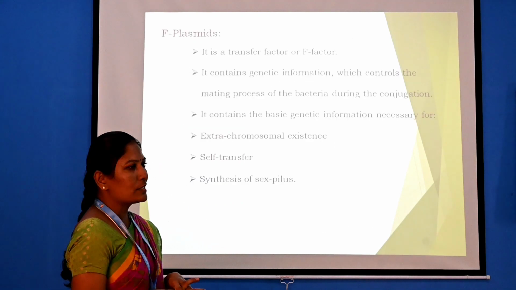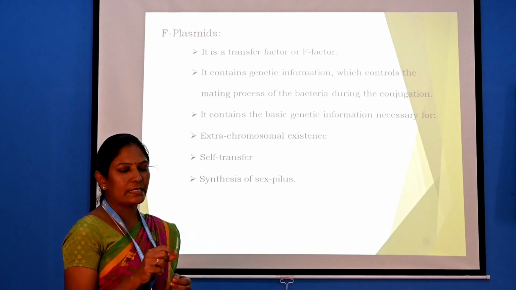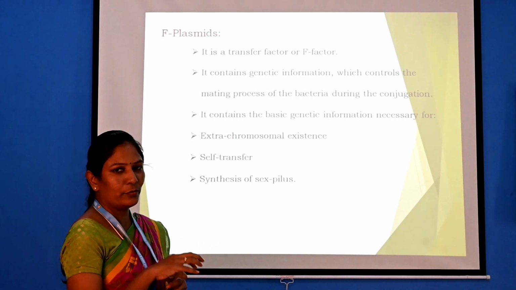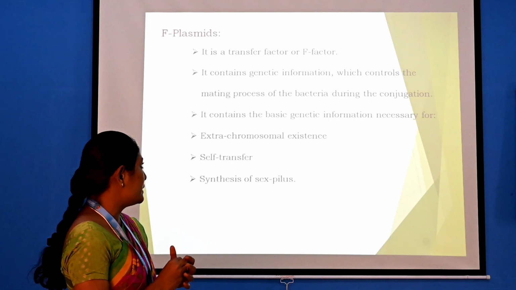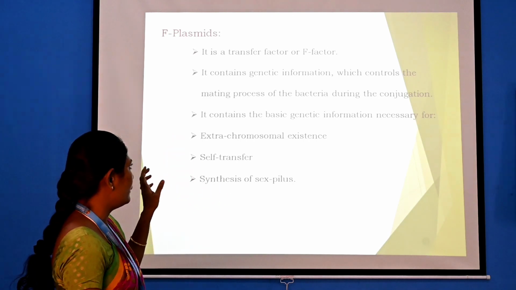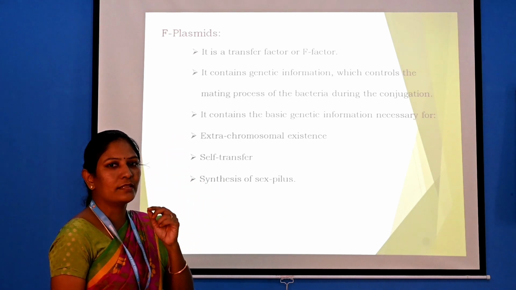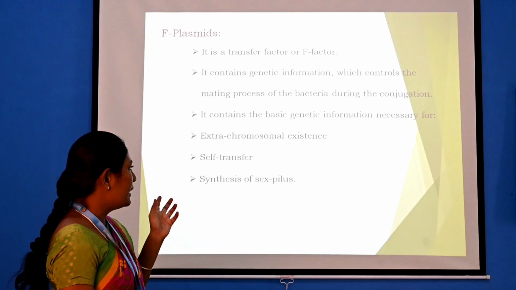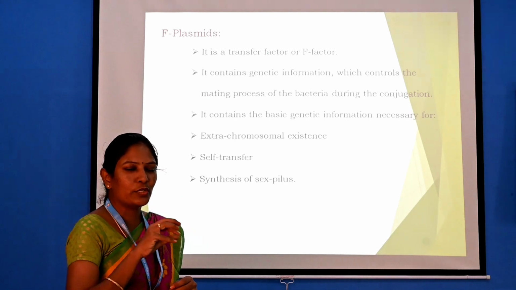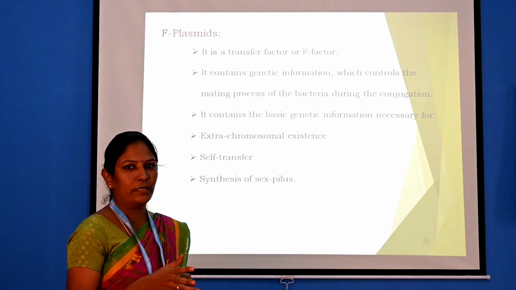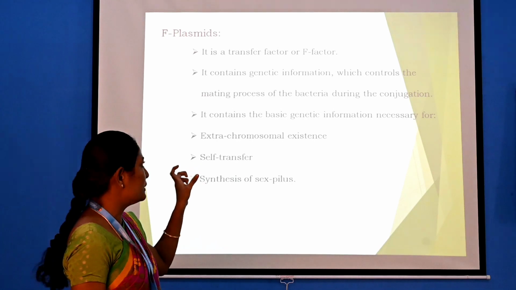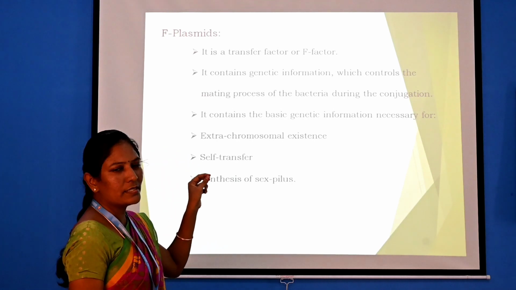The next type of plasmid is F plasmid. The F indicates the fertility plasmid, or the F factor, fertility factor. It contains the genetic information which controls the process of conjugation. It contains the basic genetic information necessary for these three important processes. One is extrachromosomal existence, that means the plasmid existence within the bacterial cell. The second one is self-transfer. And the third one is the synthesis of sex pilus, because the production of sex pilus is very important in the process of conjugation. So for these three processes, some genes will be involved, and these genes are encoded by this F plasmid.